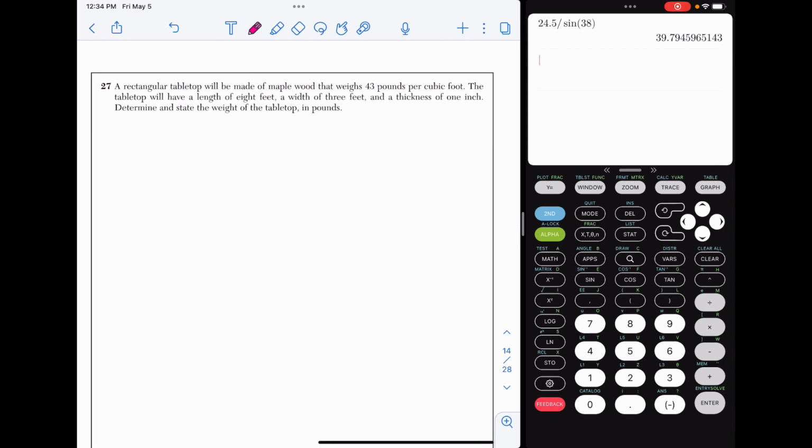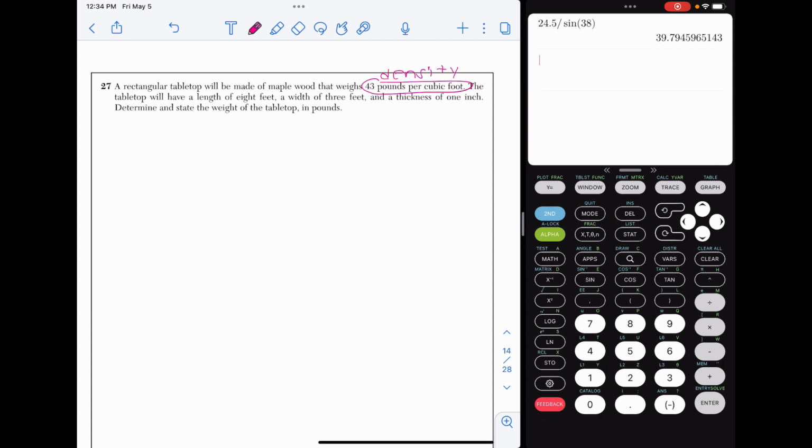27, a rectangular tabletop will be made of maple wood that weighs 43 pounds per cubic foot. Before I go in any further, I just want to take note that that is a unit for density because it's a mass over a volume, pounds per cubic foot. The tabletop will have a length of 8 feet, a width of 3 feet, and a thickness of 1 inch. Determine and state the weight of the tabletop in pounds.